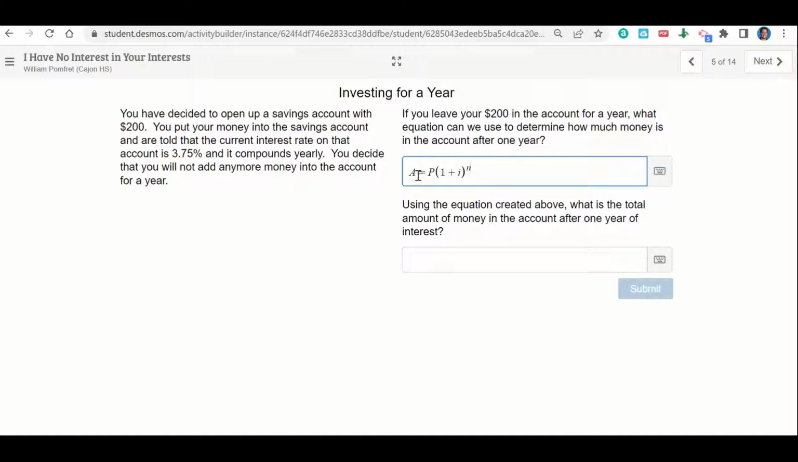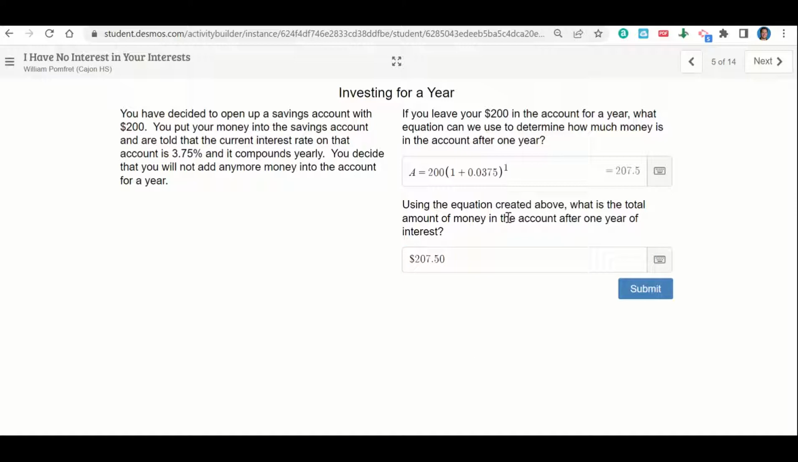We know that we don't know what A is, but we do know what P is. The original amount was $200, so we put that in. We know what the interest rate is. It's 3.75%. Now, again, we need to convert that to a decimal, so we're going to move this decimal 2 places back, 1, 2. So that would be 0.0375. And we're only leaving it in for 1 year, so the amount of time is 1. And we can see that the nice thing is Desmos already solved it for us. So after 1 year, we have $207.50.